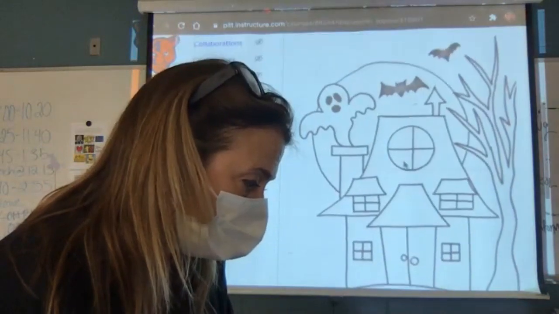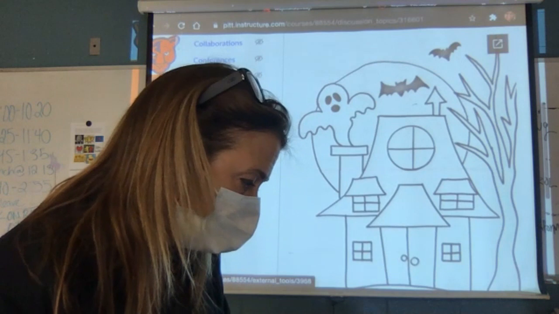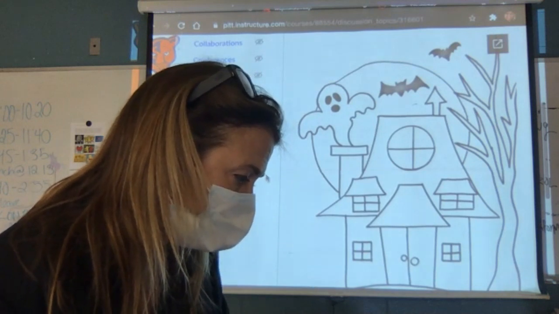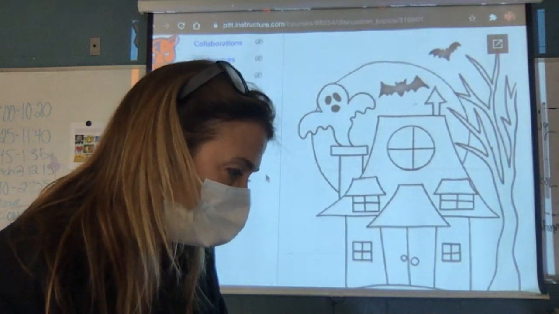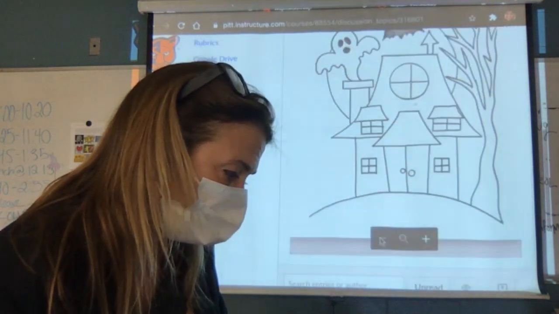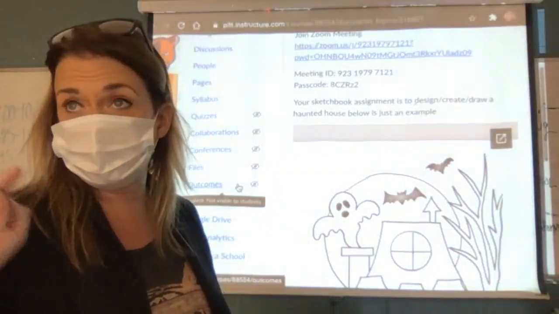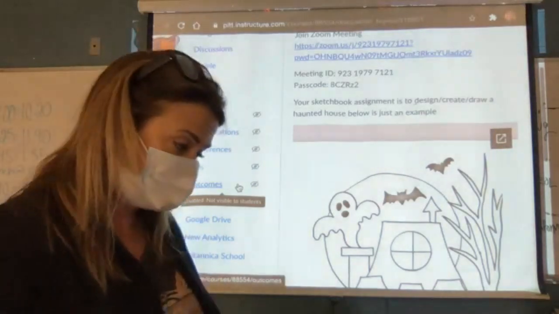See, now it works. Okay, so today we're in a little Halloween October theme. Today you're going to design and draw a haunted house. I gave this as an example. Yours does not have to look like this. So that's your sketch for today. Remember, you're going to have 4 sketches that you're going to upload tomorrow for your sketchbook assignments.